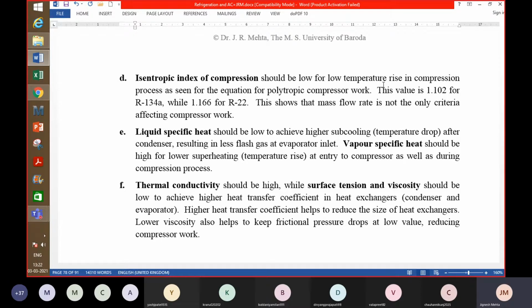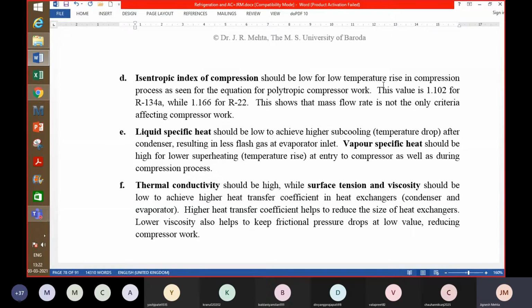Then thermal conductivity should be high because it is taking part in the heat exchange process, right? And as you know, even in convection, the thermal conductivity plays an important role. So that's why the thermal conductivity of the refrigerant should be high, while surface tension and viscosity should be low to achieve higher heat transfer coefficient in heat exchangers.